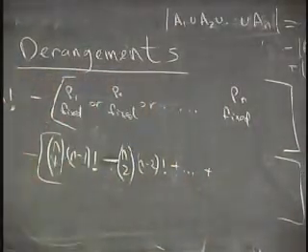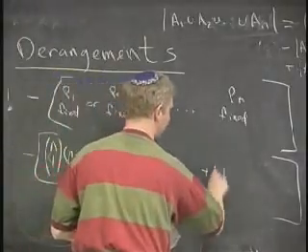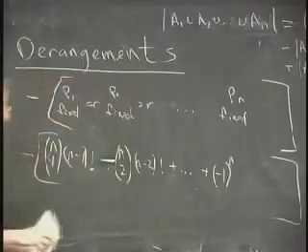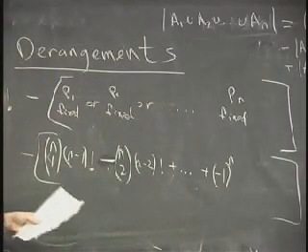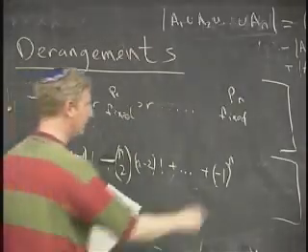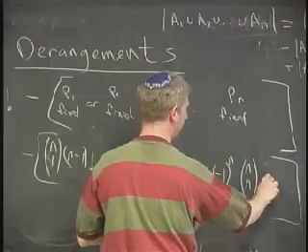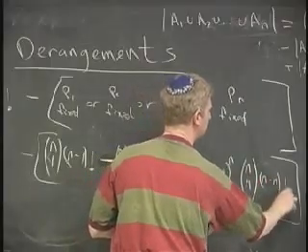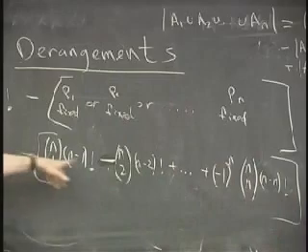Now the last one is either plus or minus, and I don't know what it is, so it depends what n is. If n is odd, it's going to be minus, and if n is even, it's going to be plus. So I write minus 1 to the n, and what goes there? N choose n times n minus n factorial. There it is. N factorial minus this mess.